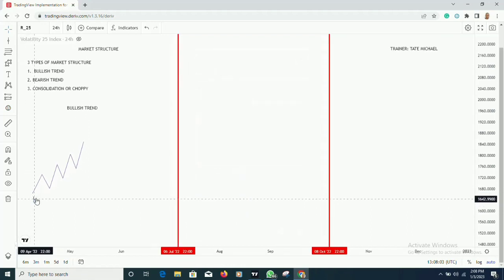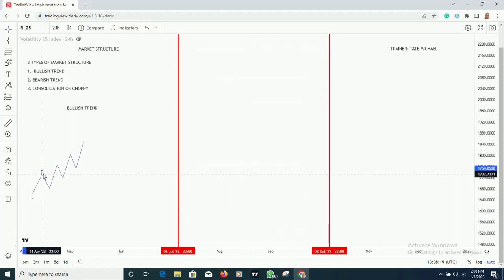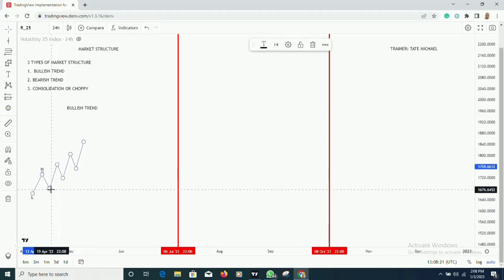And we tag this point here as the low. Then we tag here as the high. Then here is the higher low.